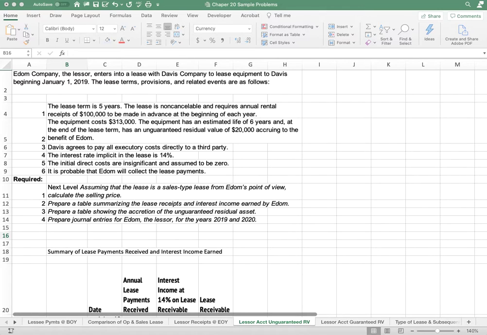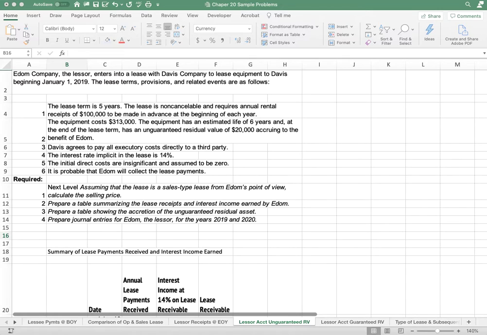The lease is non-cancelable and requires an annual rental receipt of $100,000 to be made in advance at the beginning of each year. The equipment costs $313,000. The equipment has an estimated life of 6 years, and at the end of the lease term has an unguaranteed residual value of $20,000 accruing to the benefit of Adam. Davis agrees to pay all executory costs directly to a third party.